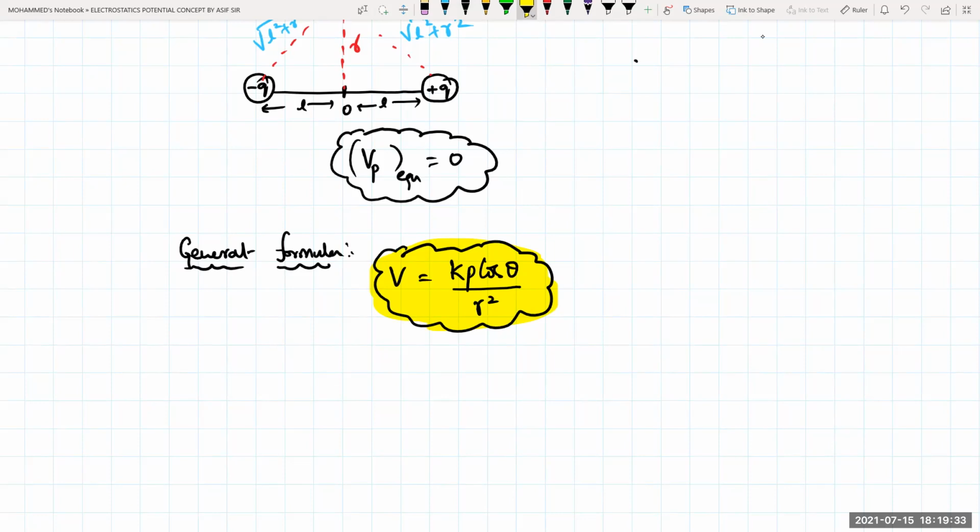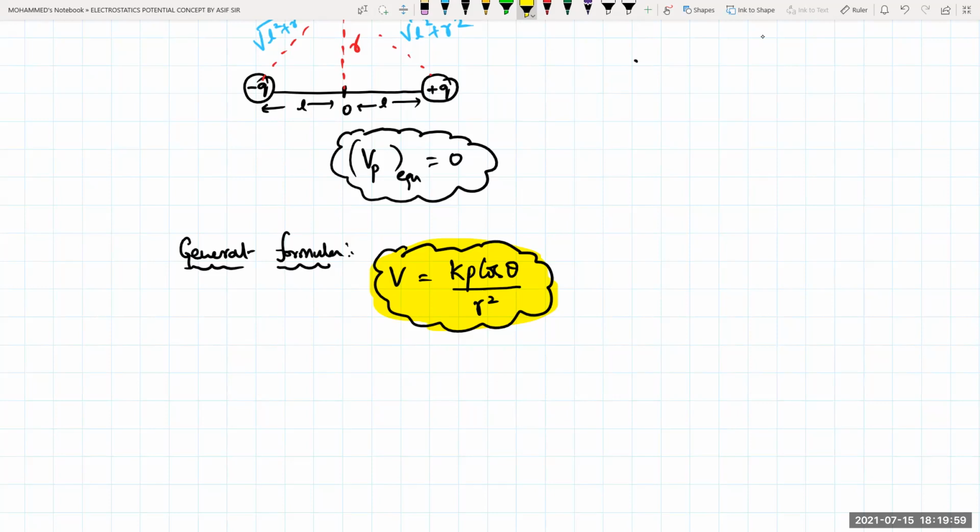What is the relation between electric field and electric potential? I told you before. The relation between electric field and electric potential is E equals minus dV by dx. Electric potential and electric field are related by E equals minus dV by dx. Clear?